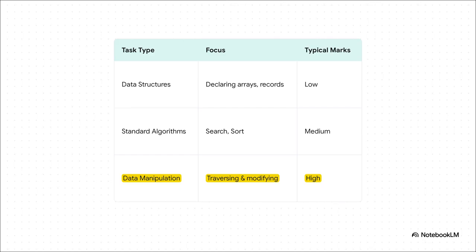But where are the points really coming from? You'd probably guess it's all about nailing some super complex algorithm, right? Well, the data shows that's just not true. The huge majority of marks, the high-value stuff, comes from basic data manipulation. Just moving through an array, changing some values, shifting things around. These are the fundamental skills you've been practicing for years.